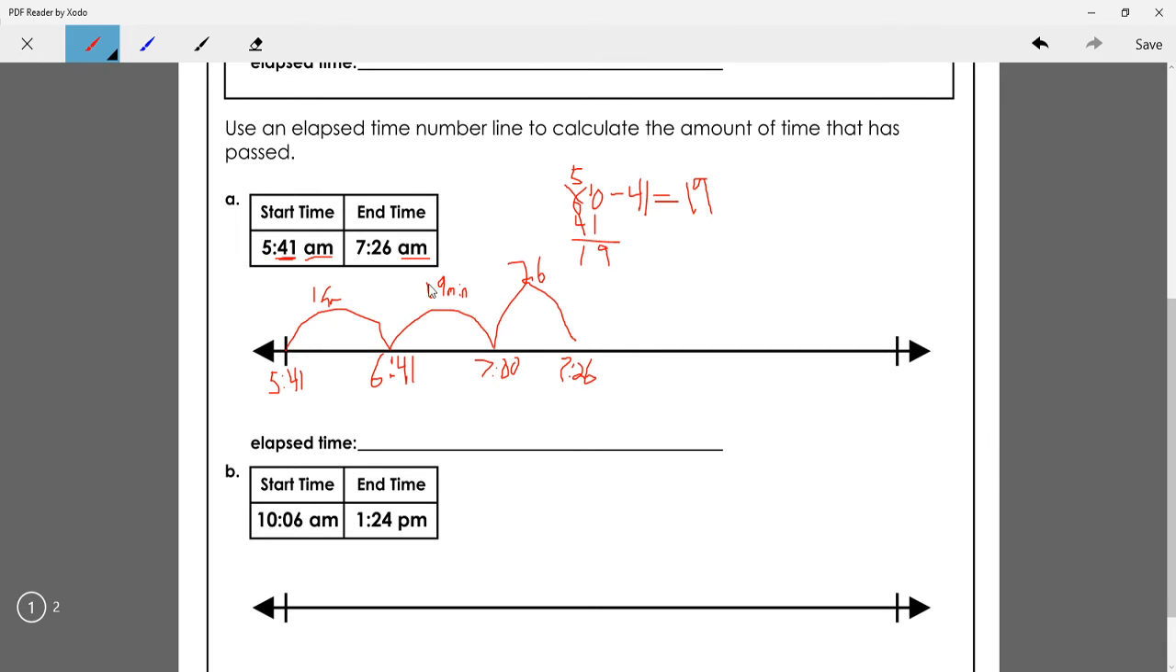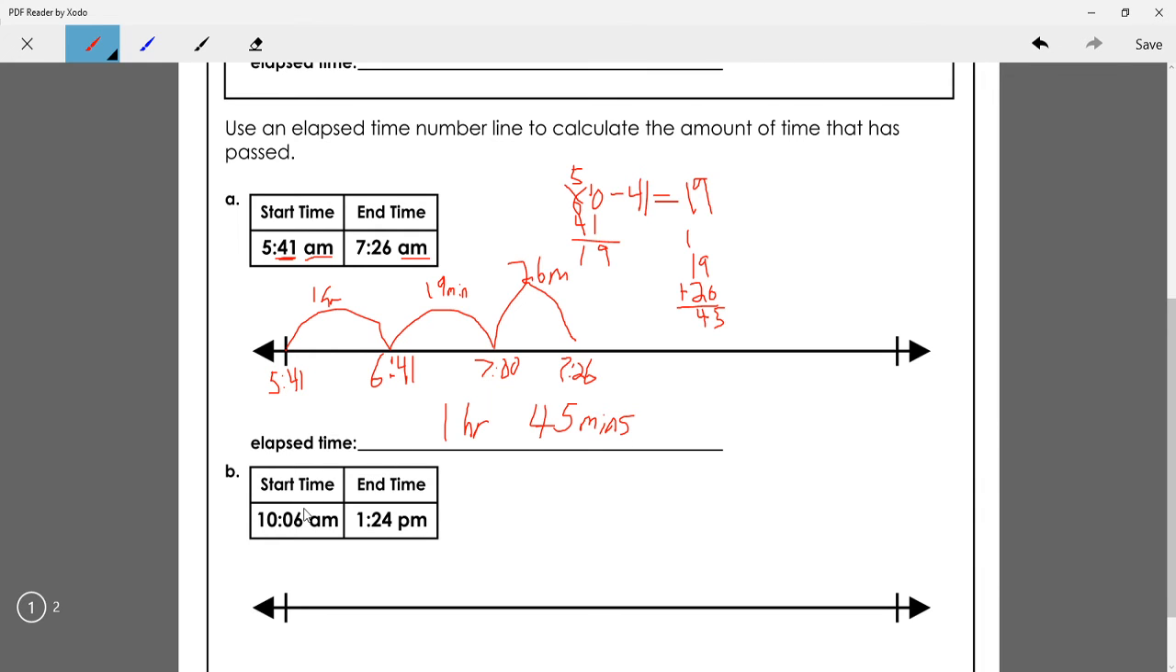So now I just have to add these up. So 19 plus 26. Let's just label this so we don't get confused. 9 plus 6 is 15. Carry the 1. 1 plus 1 is 2, plus 2 is 4. So this is 45. So the elapsed time would be 1 hour, 45 minutes.